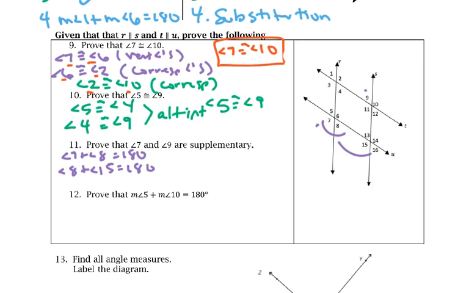And angle 15 is the same thing as 11. Angle 15 is congruent to angle 11. So since angle 15 and angle 11 are the same, I could actually put angle 11 right there.